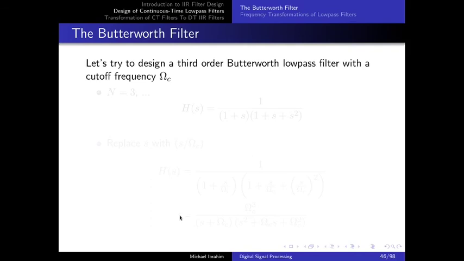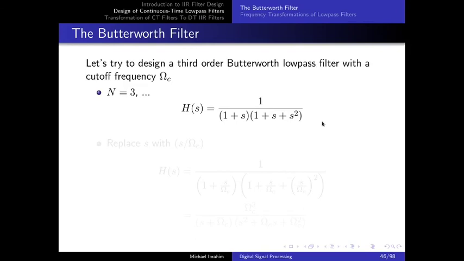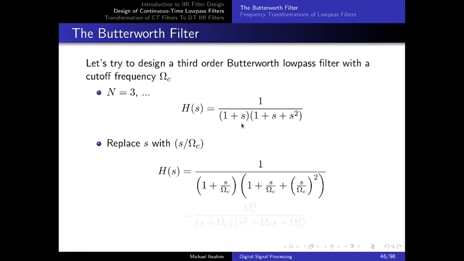So let's try to do this on a 3rd order filter. Let's assume we want to design a 3rd order Butterworth filter with cutoff frequency omega C. First step, 3rd order filter, we will use this polynomial 1 plus s times 1 plus s squared. So this is a prototype Butterworth filter with cutoff frequency of 1 radian per second. In order to design a 3rd order Butterworth filter with a cutoff frequency omega C, you would simply replace s by s over omega C. So every s over here is replaced by s over omega C, and so on.